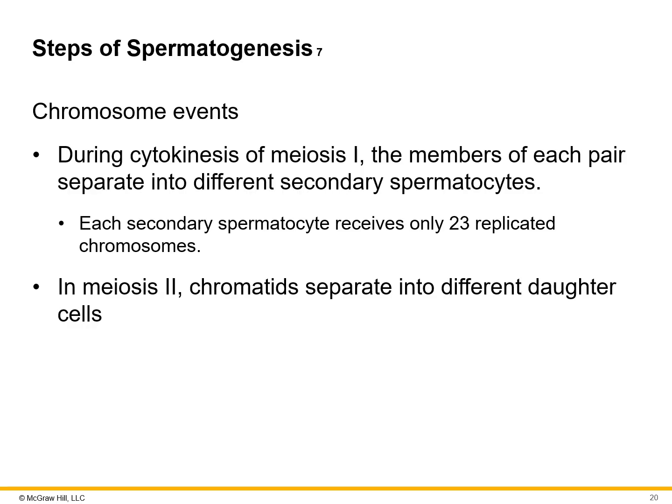So for the chromosome events, during cytokinesis of meiosis 1, the members of each pair separate into different secondary spermatocytes. Each secondary spermatocyte receives 23 replicated chromosomes. In meiosis 2, those chromatids separate into different daughter cells. Like I said, don't get too caught up in it. When I tell you to write it down, just make sure that you write that down.